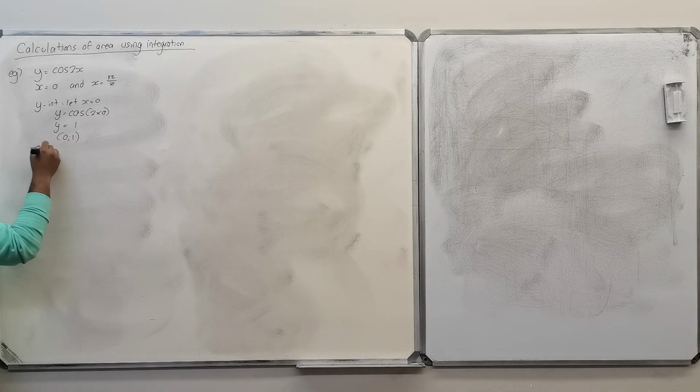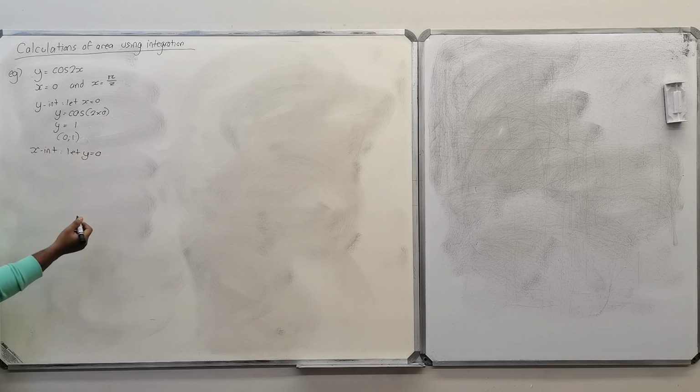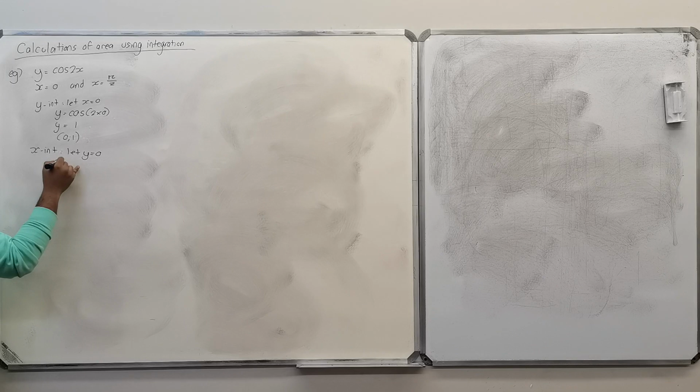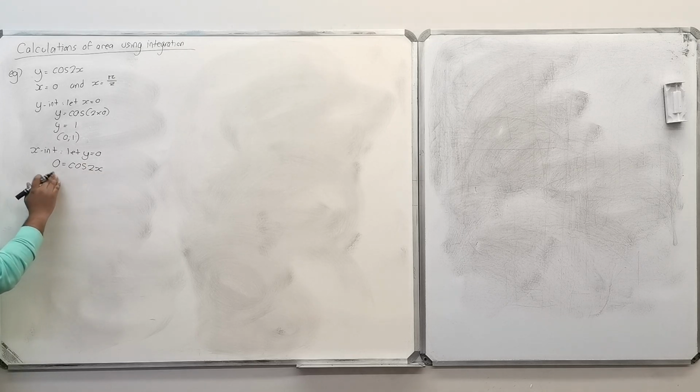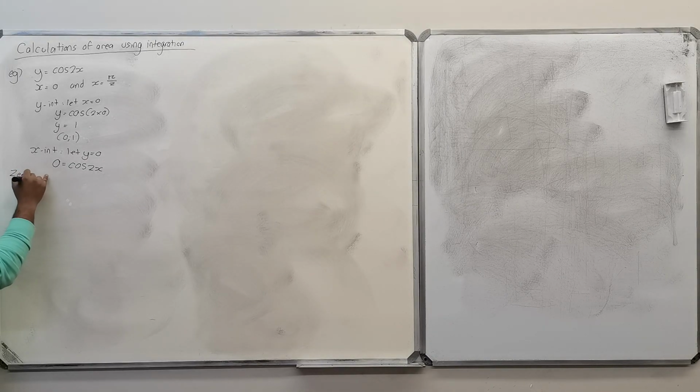Then your x-intercept, you let y equal to 0. So, you have 0 is equal to cos 2x. When you have cos of something equal to 0, what would you do? You have 0 points for this instance.